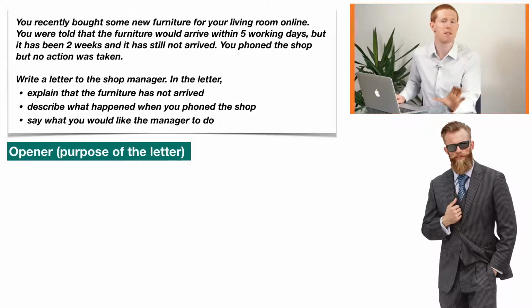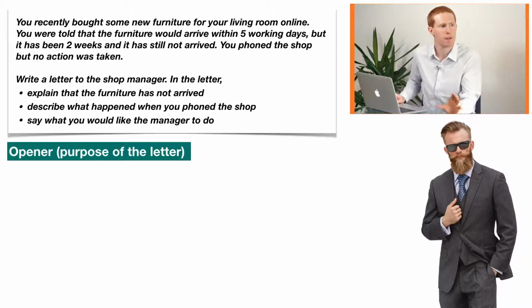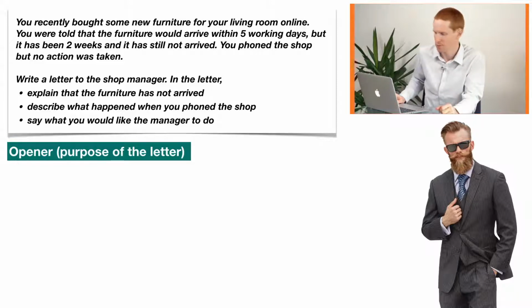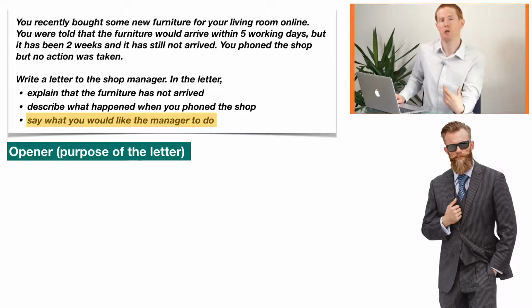Now, the opener gives the purpose of the letter, and we said with formal letters we keep this brief. In order to know what the purpose of the letter is, we need to look at the question and identify why we are writing this letter. So I think the answer is here. Say what you would like the manager to do. So we've bought some furniture and it has not arrived. Well, I'd like a refund personally. So I'm requesting a refund, which means the purpose of my letter is to make a request.